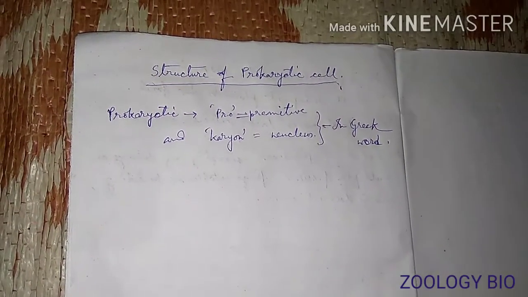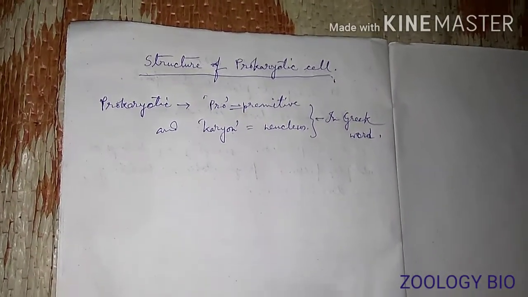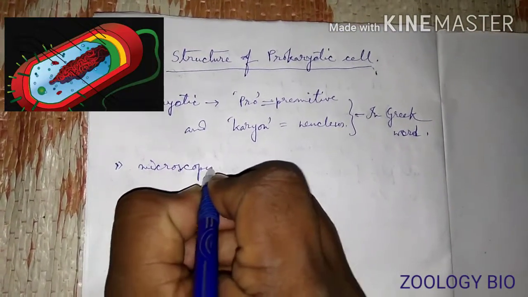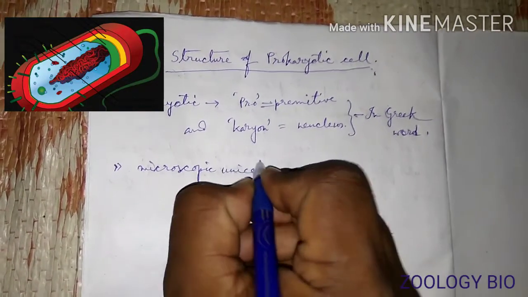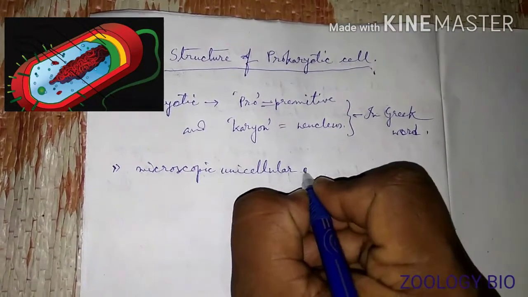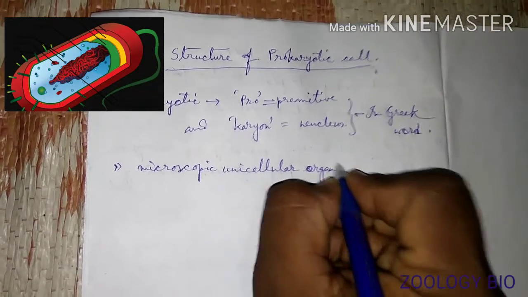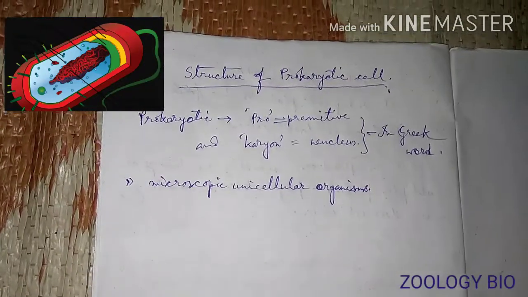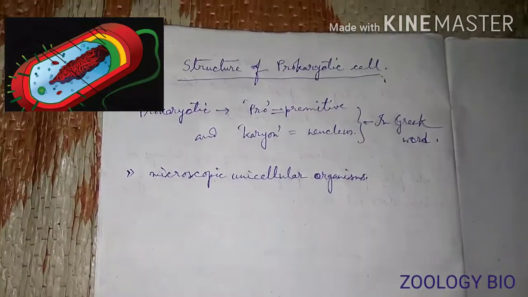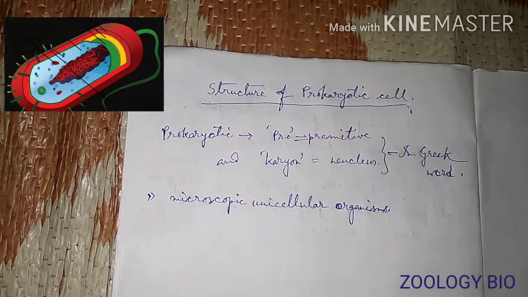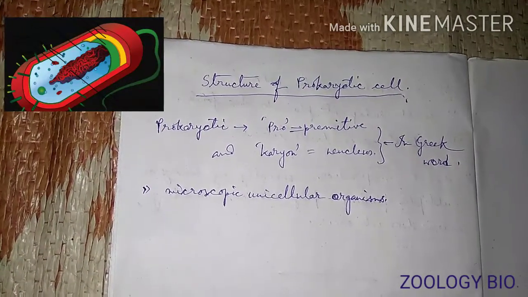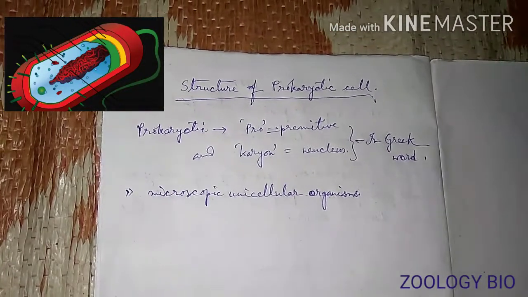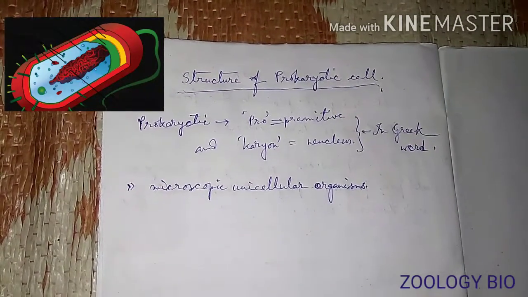So prokaryotes are microscopic unicellular organisms of relatively simple construction, characterized by the lack of a definite nucleus and membrane-bound intracellular organelles. The prokaryote cells are most primitive types of cells, which are called primitive cells.